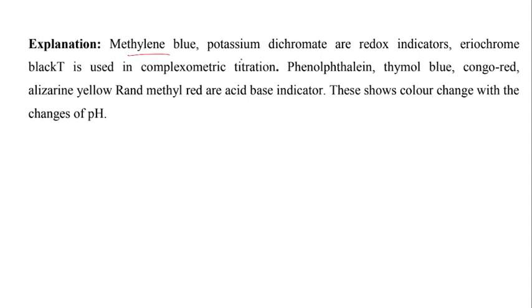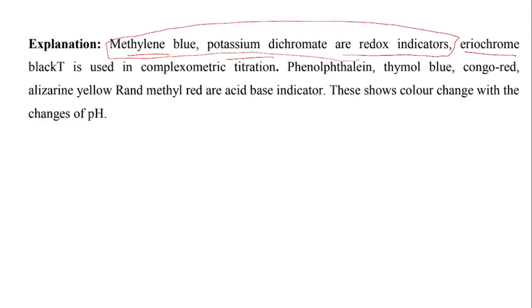Methylene blue and potassium dichromate are redox indicators. So these two are redox indicators. If these are in your option, then the option will be wrong. Then Eriochrome Black T is used for complexometric titration. Complexometric means where a complex is made, when you are using EDTA. EDTA will make a complex with your metal ion.